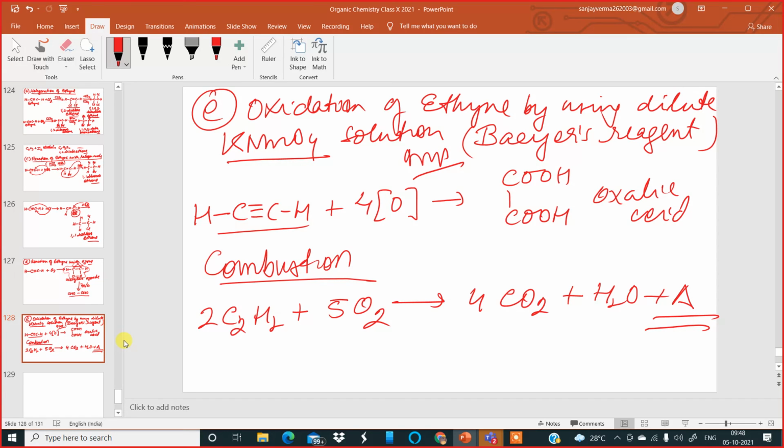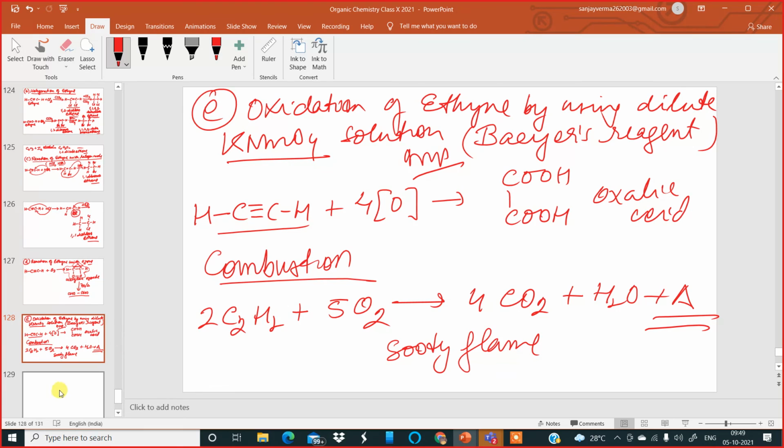Remember, ethyne burns in air with a sooty flame. A lot of soot, a lot of carbon dust comes out. But in excess air it burns with a brilliant white flame. If there is just sufficient air, it burns with a sooty flame, but if you have plenty of air or oxygen, then it burns with a brilliant white flame, giving out a lot of heat energy. So this was the fifth chemical property of ethyne.